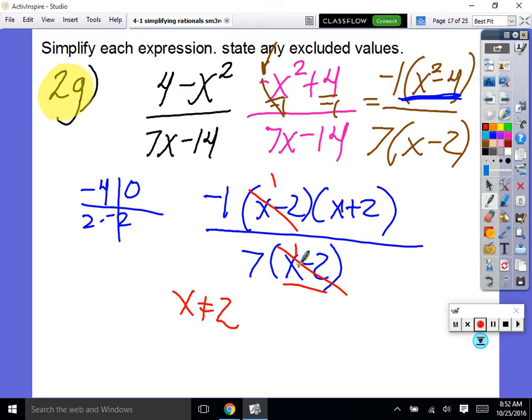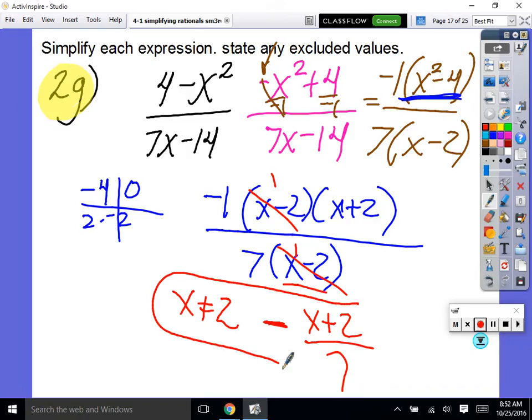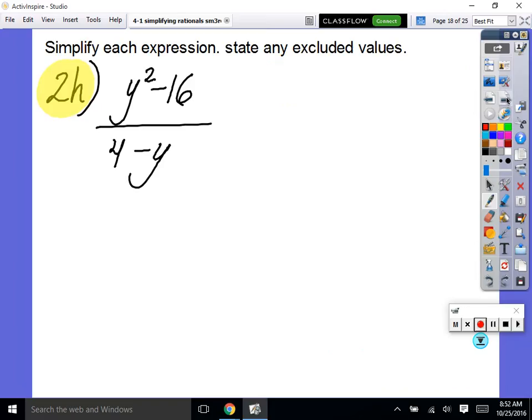So here's one thing I want you to understand. Anytime you have a negative 1, they'll just put the negative in front. So that's negative, and then we have an x plus 2 left on top. And on bottom, we have just a 7. Does everybody understand? That's our answer as long as x does not equal 2. Everybody good? Okay, so go ahead and try 2h.